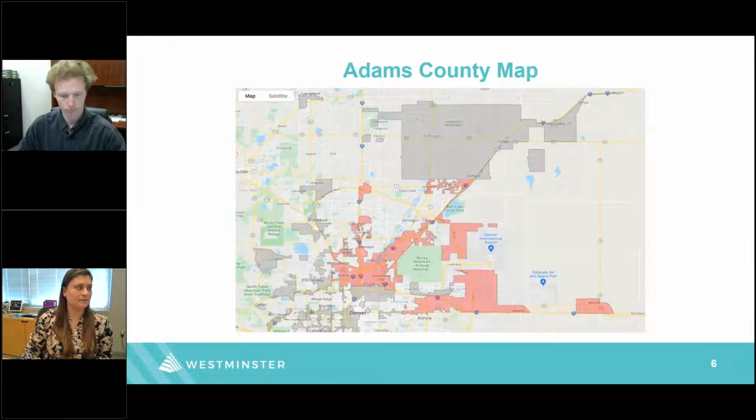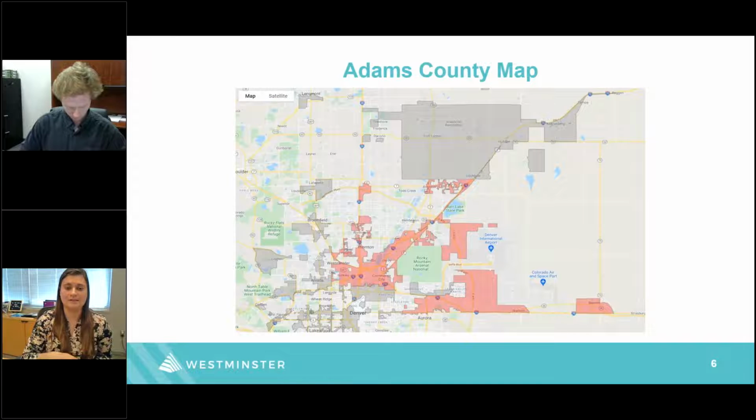Looking at my Adams County map here, you can see that orange-red shaded area. Anywhere in this area, a business would qualify for an Adams County Enterprise Zone tax credit. Looking at the state website, entering in your business location, it'll populate, but on the website it's more of an orange shaded area for Adams County. Next slide.